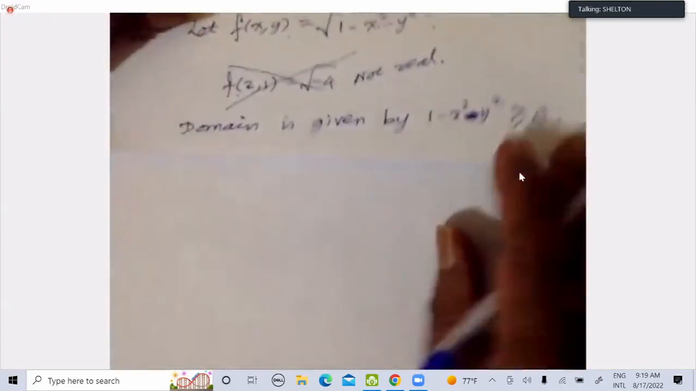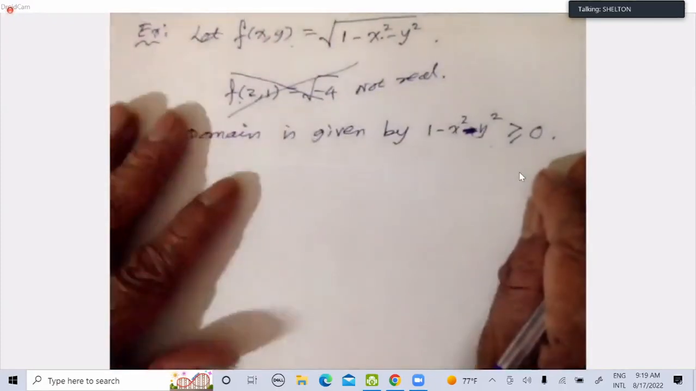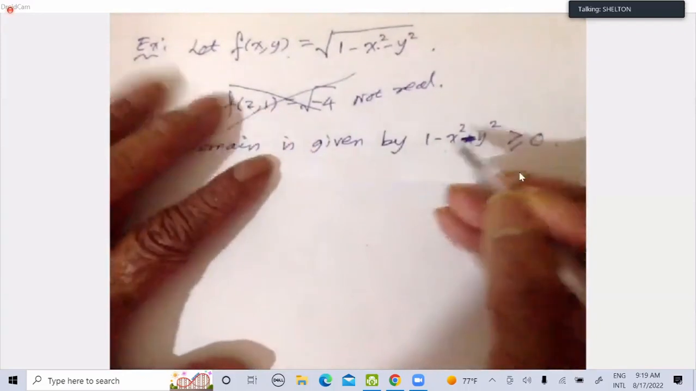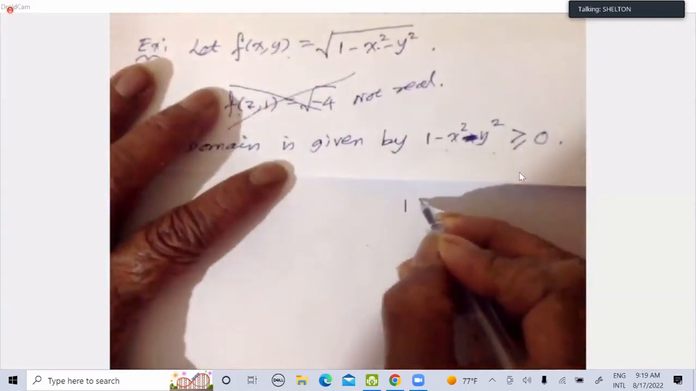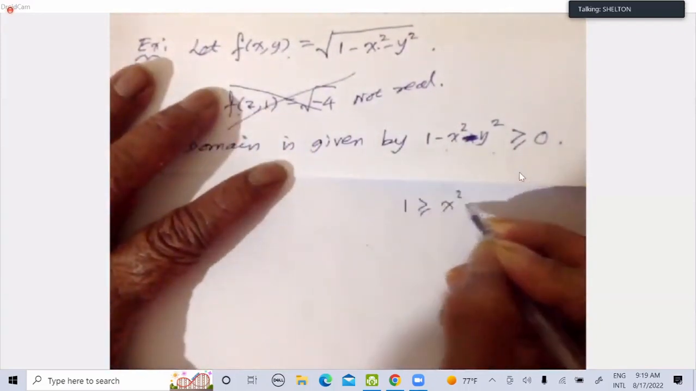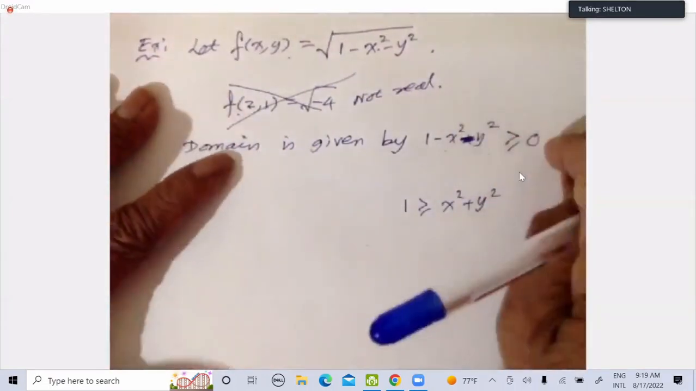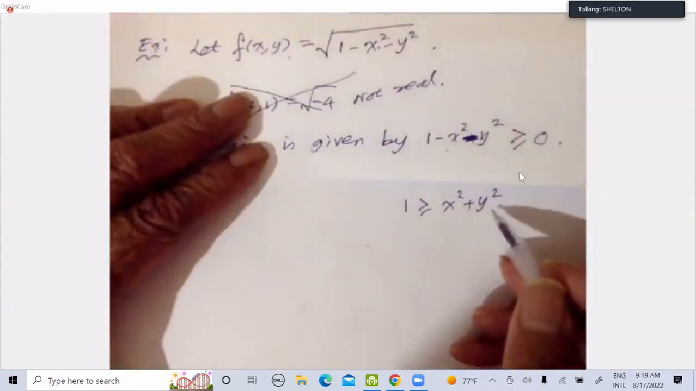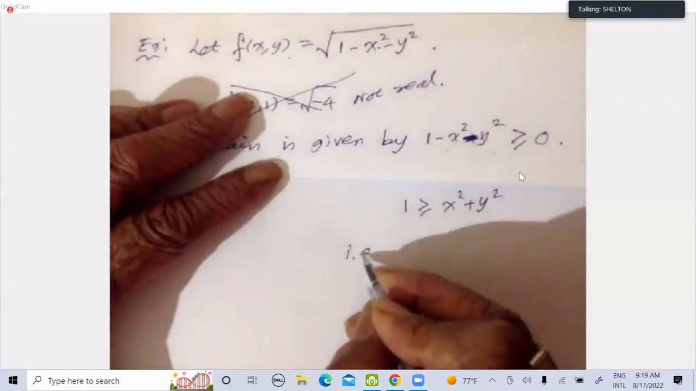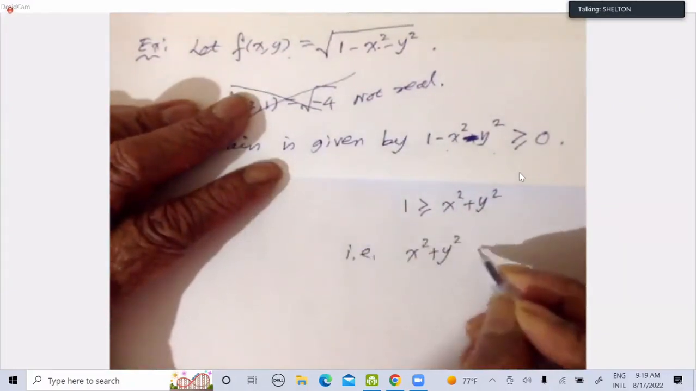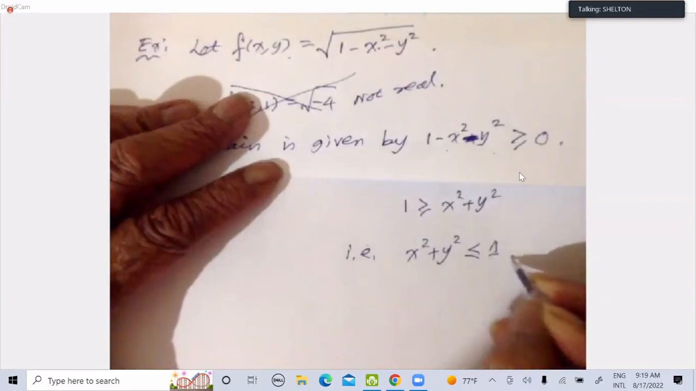So 1 minus x squared minus y squared. Now, what is that? Try to understand this. 1 bigger than or equal to x squared plus y squared. If you throw x squared and minus y squared to the other side, that is the same as saying, better to see it this way, x squared plus y squared less than or equal to 1.